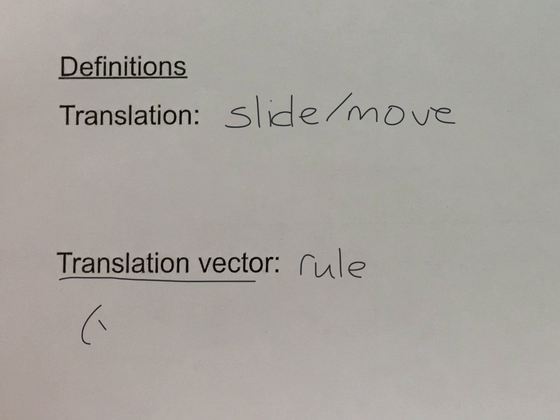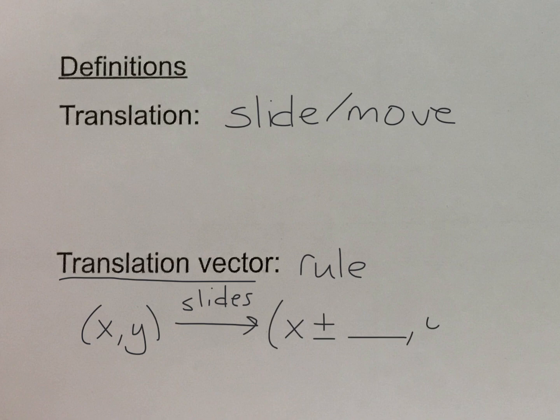Okay, so we start with our original image, xy. What does xy mean to us? Graph. It's a coordinate, right? It's how we graph it. So we start with our original xy, and then it slides or moves to its new position. So we have x, and it's going to change, and then y is going to change. Okay, so that's our translation vector we're going to talk about.